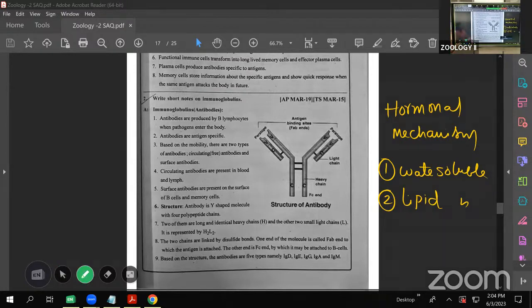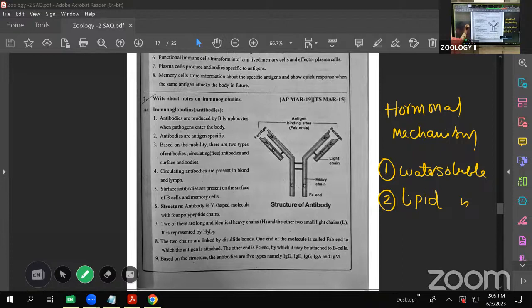For lipid soluble hormones, how they enter: two types of receptors are there. They are the membrane receptors and the cellular receptors. Through the membrane receptors, water soluble hormones enter inside. The lipid soluble hormones enter directly. They go inside. Clear? This is about the water soluble and the fat soluble or lipid soluble hormones.